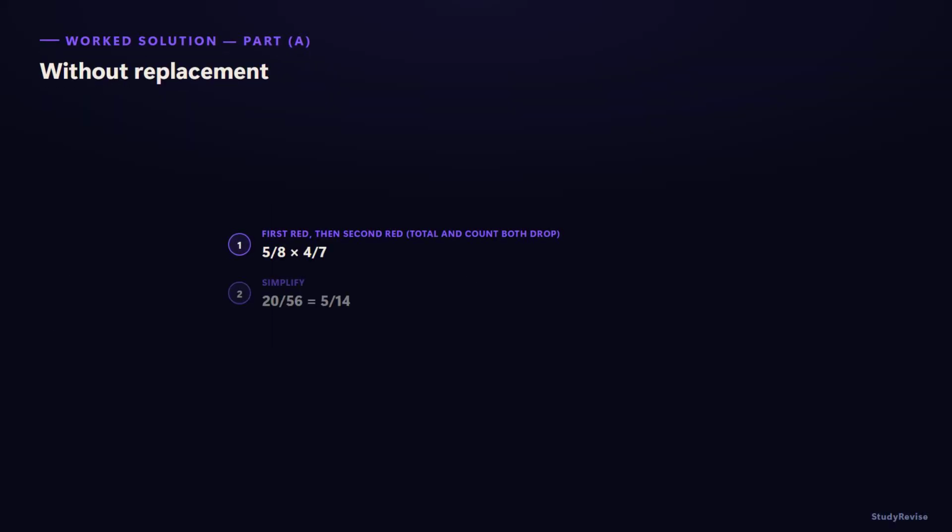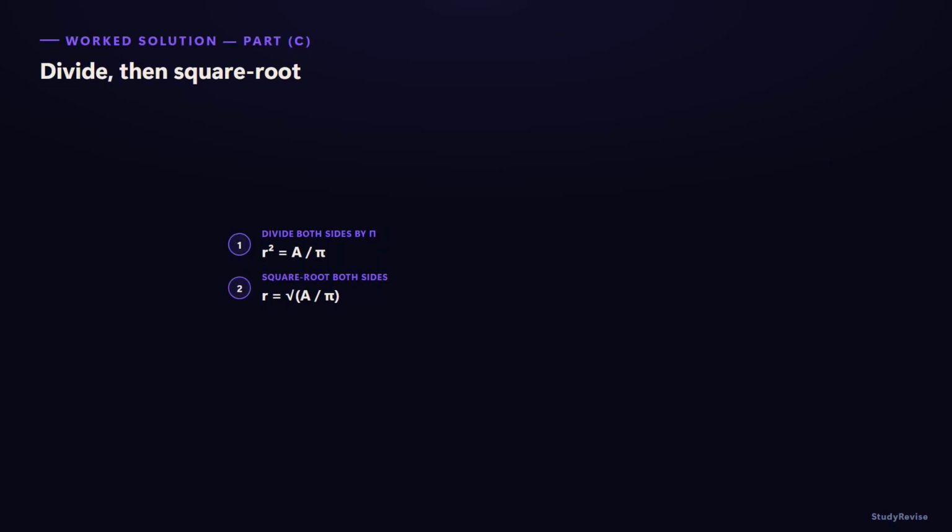Part A. 5/8 times 4/7. That's 20 over 56, which simplifies to 5/14. Part B. Adding the 2 equations eliminates y directly. 3x equals 12, so x equals 4. Substituting back, y equals 3. Part C. Divide both sides by pi first, giving r squared equals A over pi, then square root both sides. r equals the square root of A over pi.